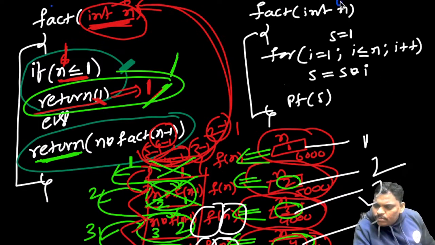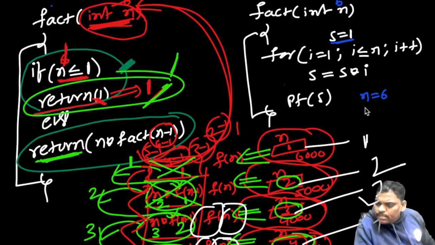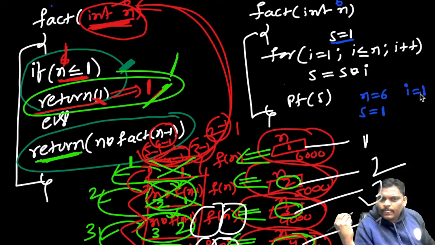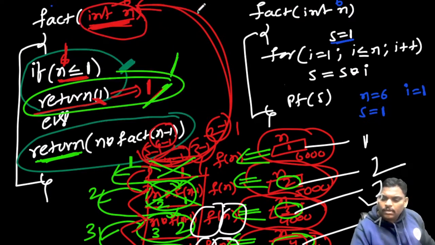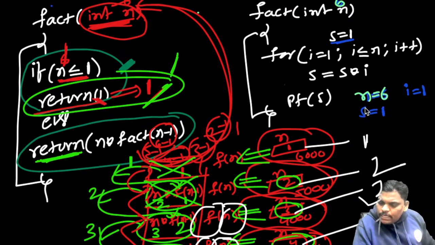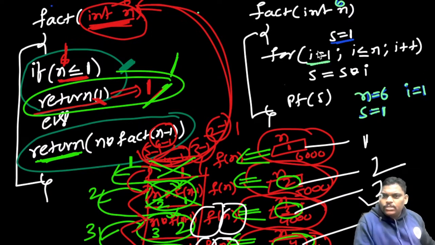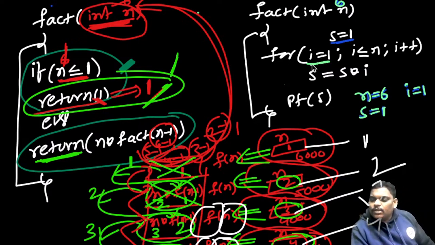Now can you see this? Assume N value is 6. Everyone listen. N value 6, S value 1. I is initially 1. Let me check if it is visible or not. Maybe not visible, so I am taking another color. See this one: N value 6, S value 1, I is initially 1. Run the program: I is equal to 1, less than or equal to 6, condition true.